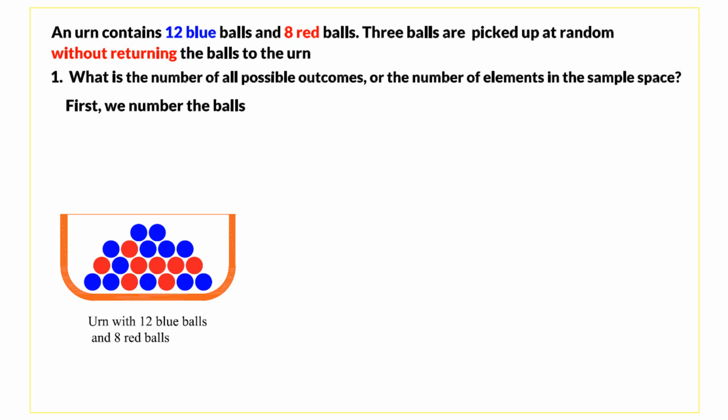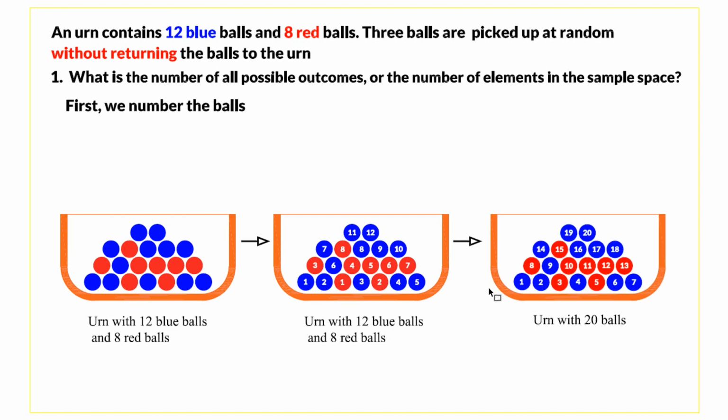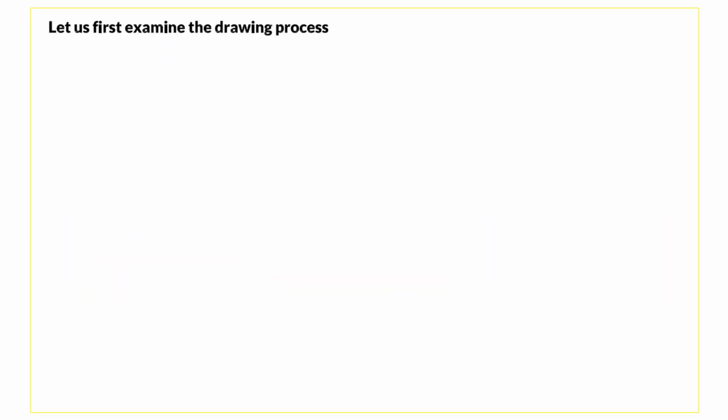The first thing we do, we number the balls. So we number the blue balls from 1 to 12 and the red balls from 1 to 8 to make them distinguishable, or we number all of them from 1 to 20. So let us first examine the drawing process. We may get balls number 11, 9 and 6, or balls number 6, 11 and 9.